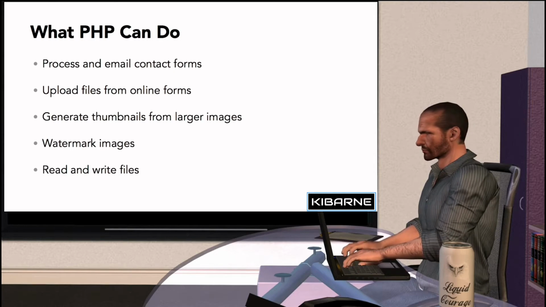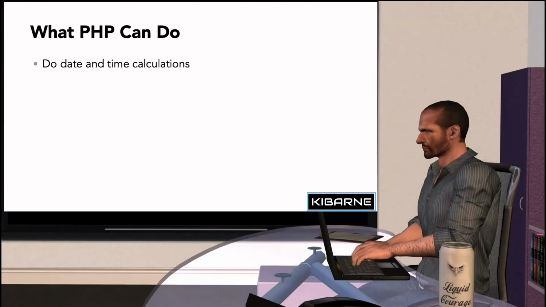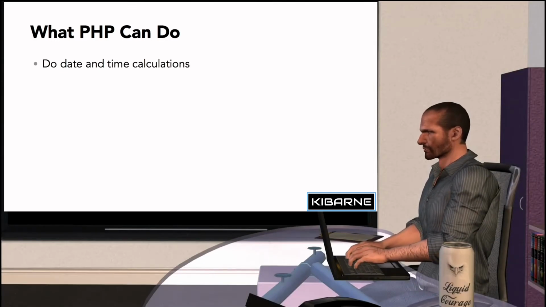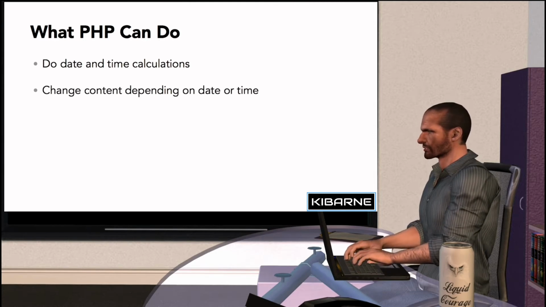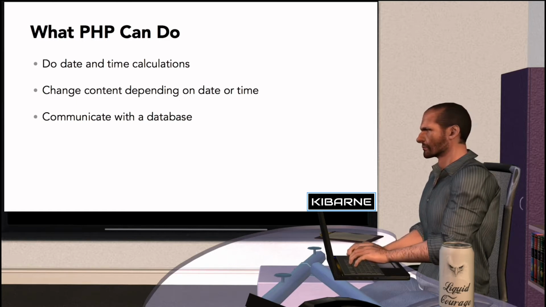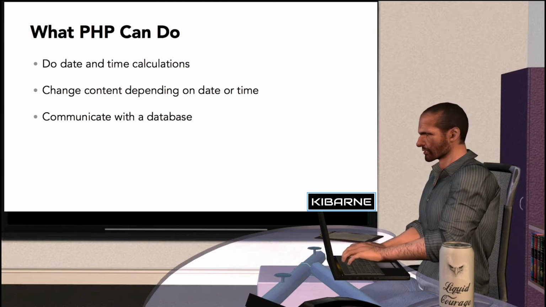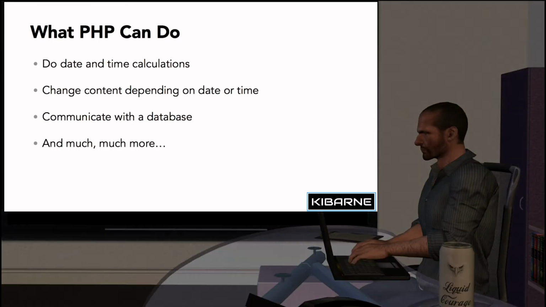And that's not all. You can use it for date and time calculations that take into account different time zones and whether it's daylight saving time. It can change the content of a page depending on the date, day of the week, or time. And one of its most important uses is communicating with a database. Most of the time, PHP is used with the open-source MySQL database, but it also works with all leading databases. There's much more that you can do with PHP. But let's not get carried away. We need to start with the basics.